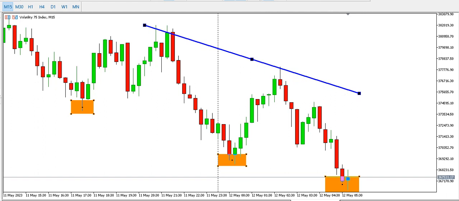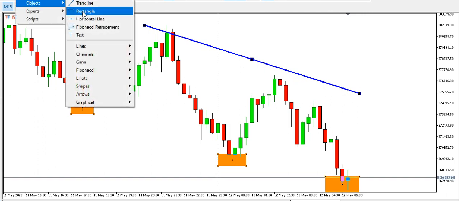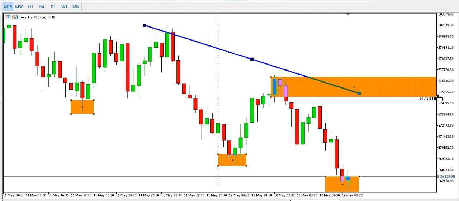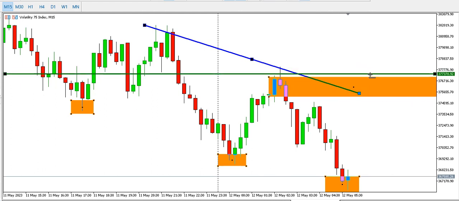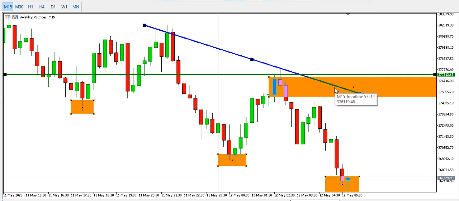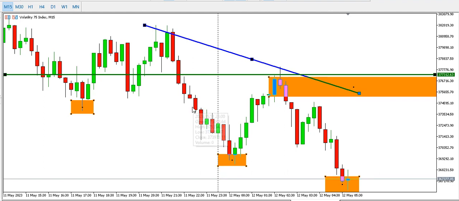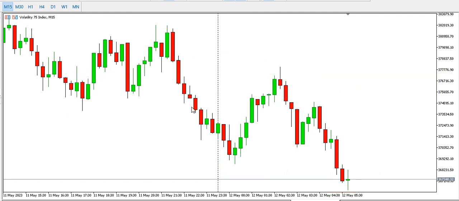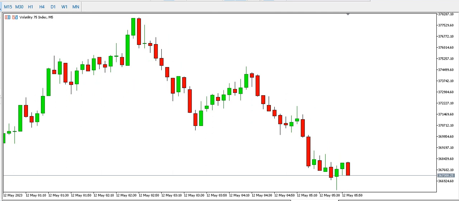Your other block, your resistance, if you are selling, where to place your stop loss? Place your stop loss above this other block here, somewhere around 377,312. You can place your stop loss somewhere around there if you intend to join the bearish trend. On the 5 minutes time frame, you can see price is establishing new lows.